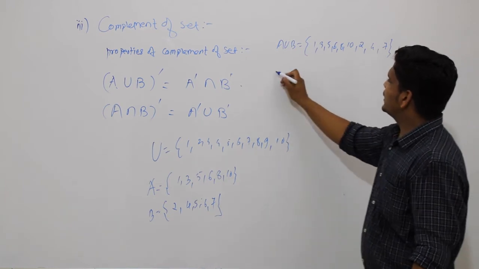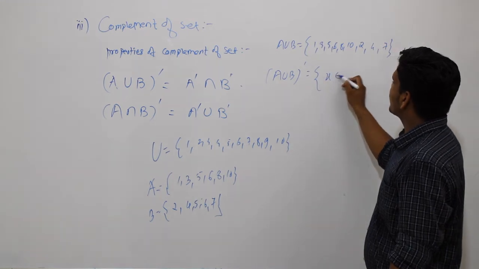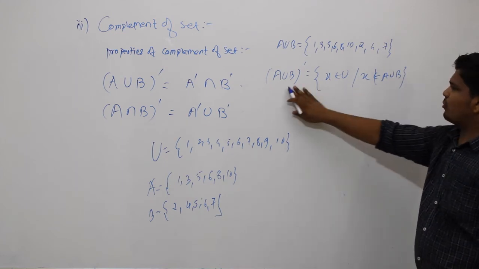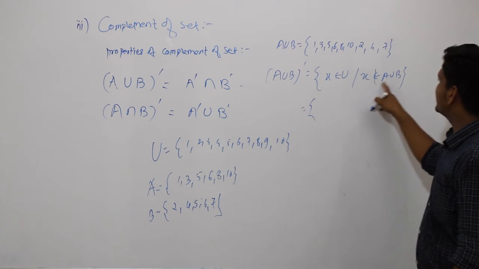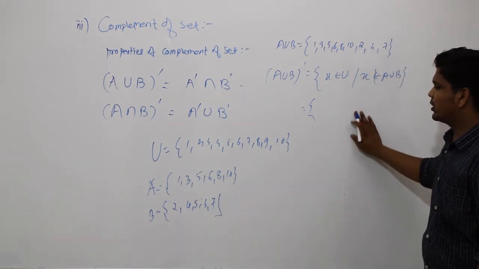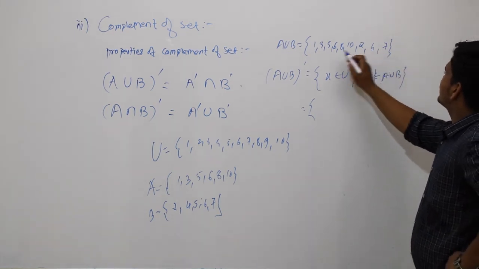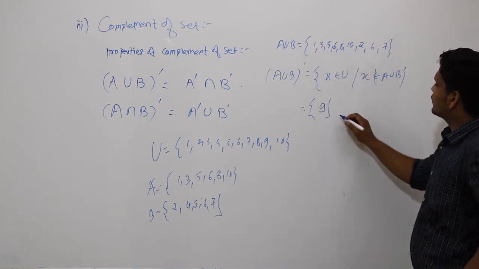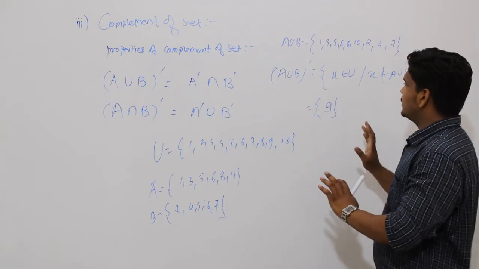Now I will calculate A union B complement. Means I will take all elements from U that are not in A union B. This is the definition of complement. Now what are the elements of U? Suppose 1 is there, but it is in A union B, therefore I will not consider it. 2 is there, so I will not consider 2. 3 is there, 4 is there, 5, 6, 7 and 8 are there, only 9 is not there. Therefore I will consider my A union B complement as 9. This is A union B dash.